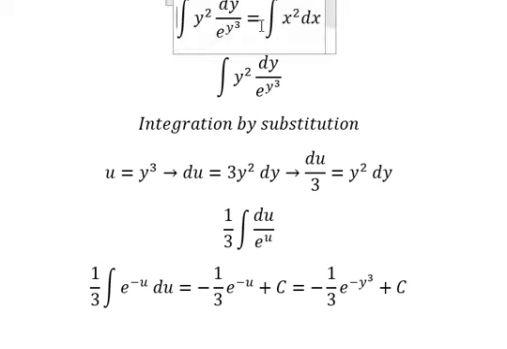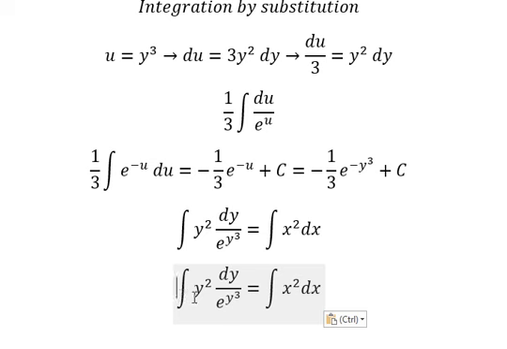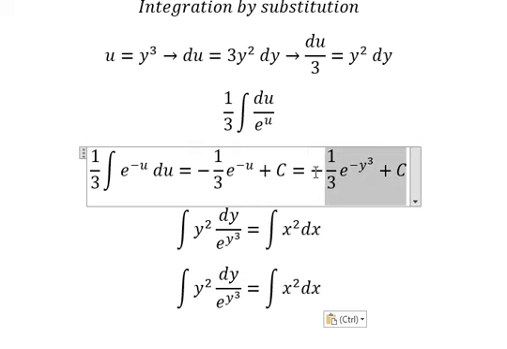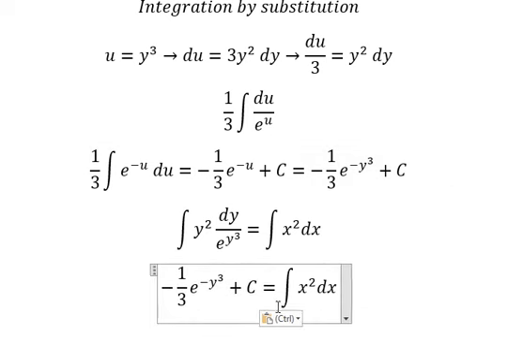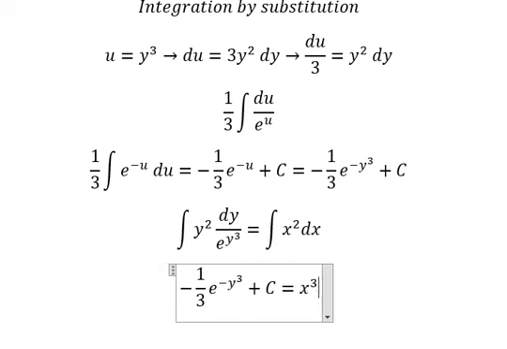Now we need to go back in here. The integration of this one is this one. This one is s to the power of 3 over 3.